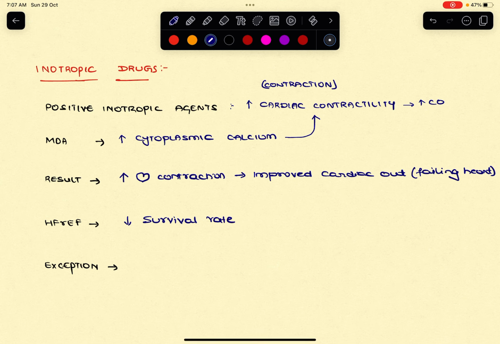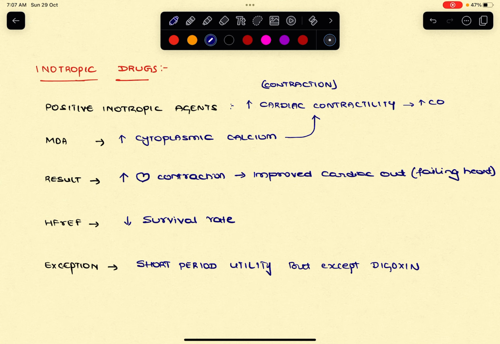So what is the exception? Because of this reason, all the drugs are used for short period of time, short period utility, but the exception is digoxin. Except digoxin, all other inotropic drugs are used for only a short period of time in inpatients.